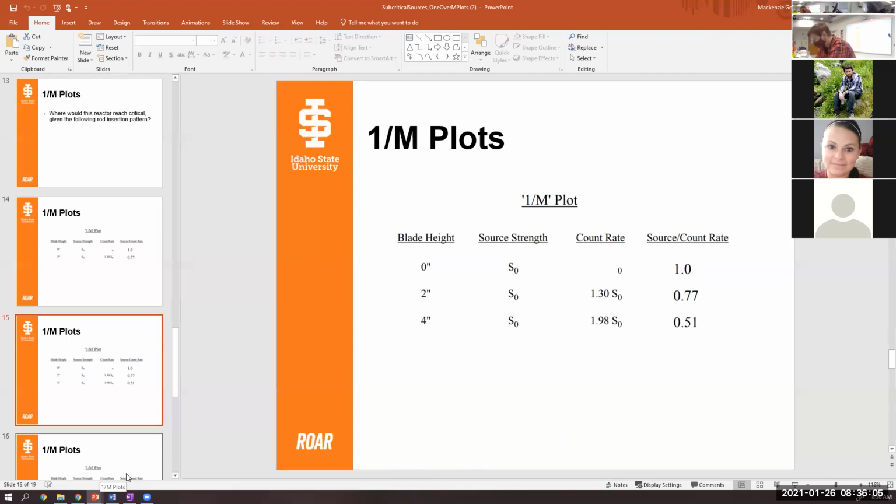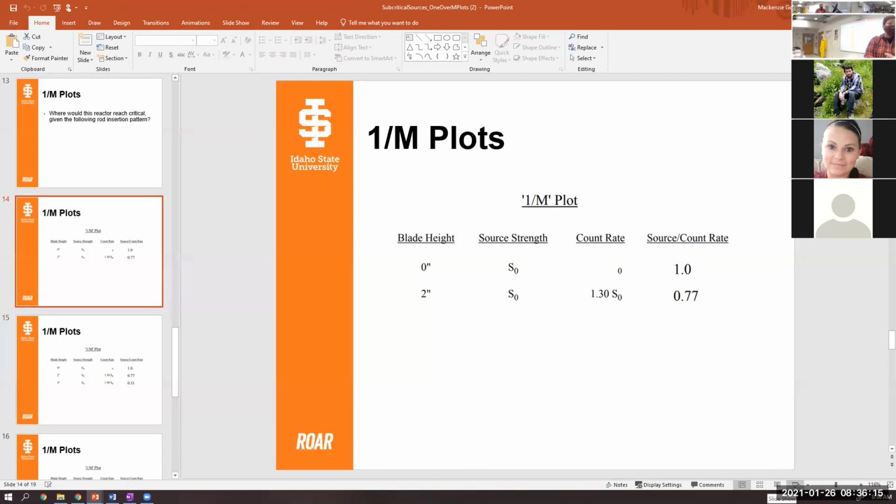Right? So I just want to clarify, is it going critical at each blade height, like where the source count rate is? No, it's not. This is after we remove the rod a certain amount. Our subcritical multiplication is causing an increase in counts, and we're not critical, but we're approaching criticality. So based on the data, we can make an estimate on where we would go critical. Does that answer your question, Haley?